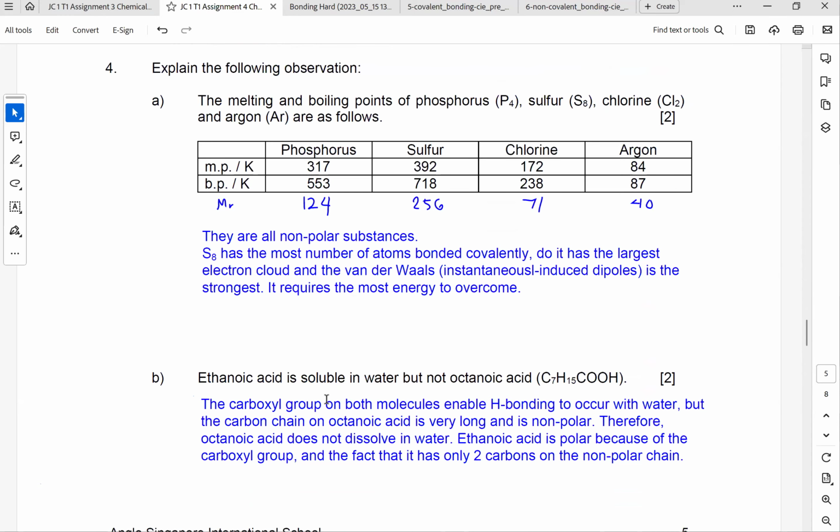For this, you need to say that because they're all nonpolar, the strongest van der Waals will be ID-ID. And ID-ID depends on the number of electrons, therefore the electron cloud size, all right? And S8 has the most number of atoms, therefore the largest electron cloud. Larger electron clouds are more polarizable, so stronger ID-ID.